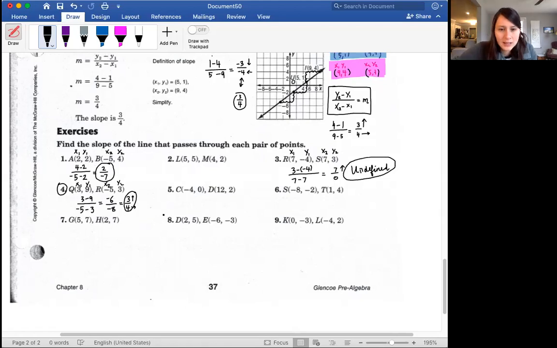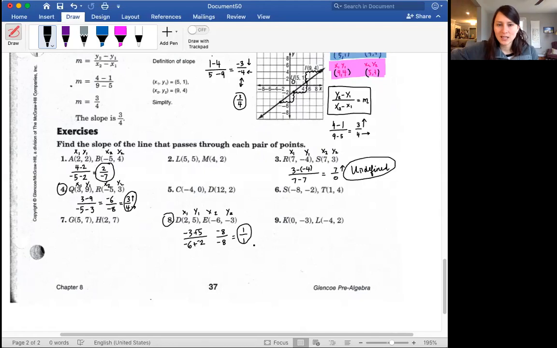Okay, let's do number 8. x1, y1, x2, y2. So 3 minus 5 over, not 3, negative 3, right? Don't want to forget my negative. Negative 3 minus 5 over negative 6 minus 2. So if I add the opposite, I have negative 8 over negative 8. And when I simplify this, it's just 1 over 1. So my slope is going up 1 to the right 1. Or if I wanted to say negative 1 over negative 1, it's going down 1 to the left 1.